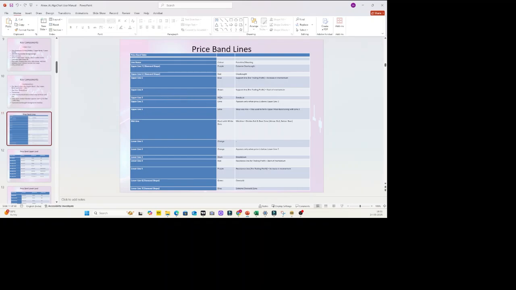Upper line 3 is black, and here you see that the breakout is from this line. Then we have upper line 4, which appears as a support line when the price crosses above this. Similarly, line 5, which is blue, again appears as a support line when the price is above this, but it can also appear as a resistance.